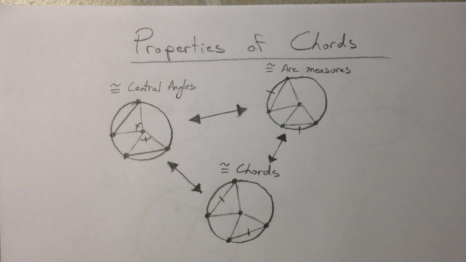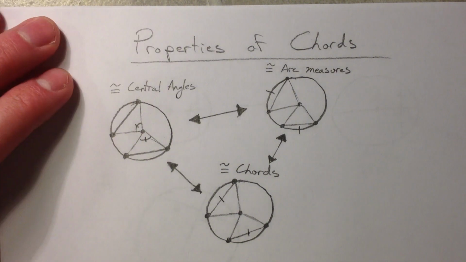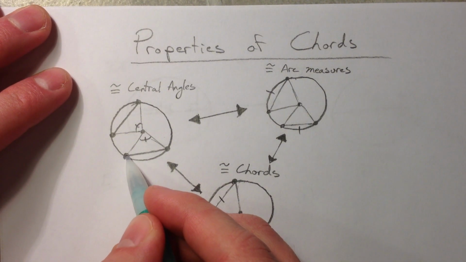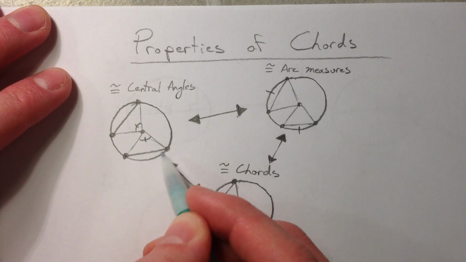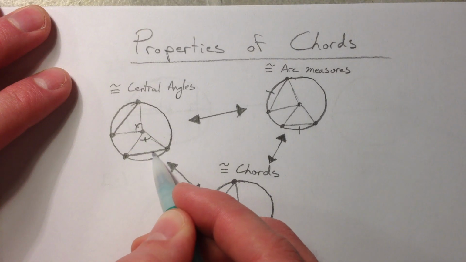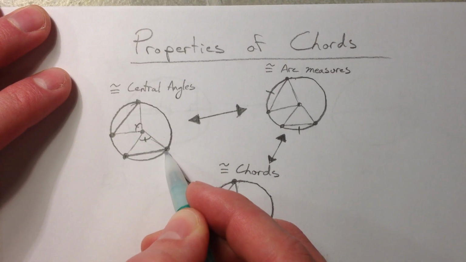Now we're going to spend a little bit of time talking about properties of chords. First off, remember that a chord in a circle is when a segment connects 2 points on the circle. So we have a point here and a point here. And so this right here is a chord.